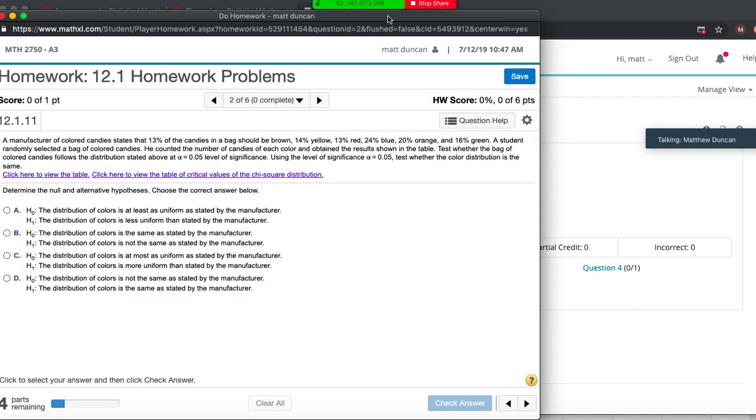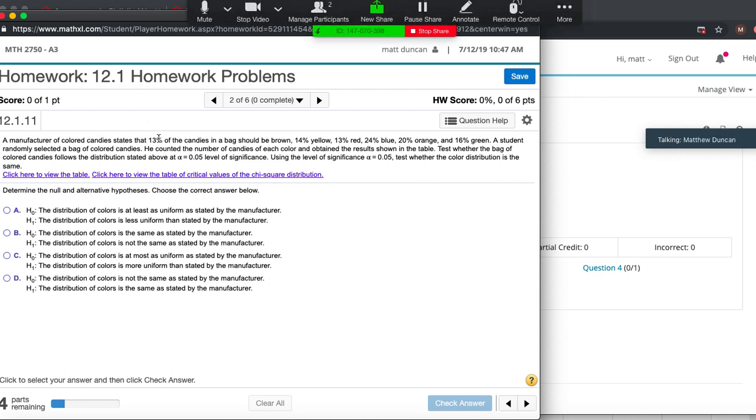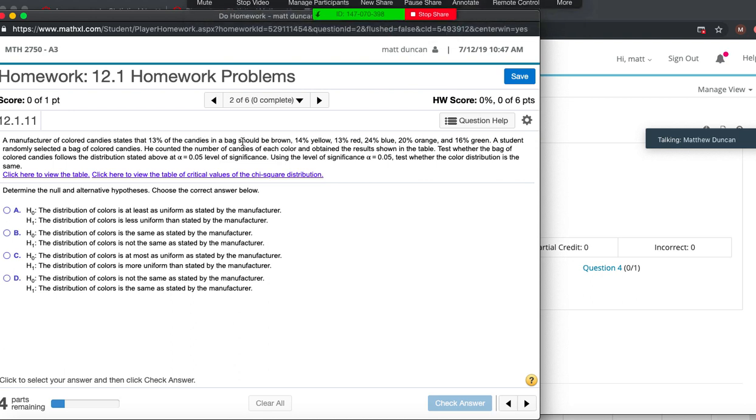Okay, so like I said, this is a goodness of fit test. What you're basically testing is, do you have enough evidence from the proportions in your sample to overturn that it came from some stated distribution? Let's see what it says. A company states that 13%... So the company is stating that in a bag of candy, the proportions of the different colors should work out this way.